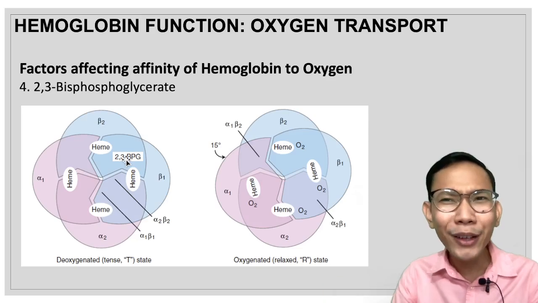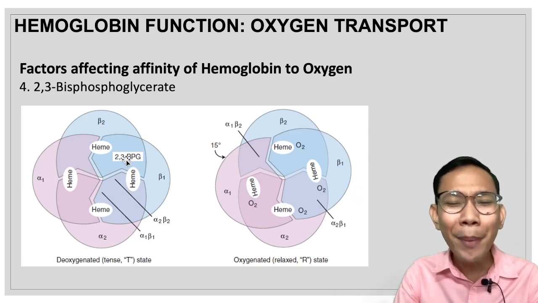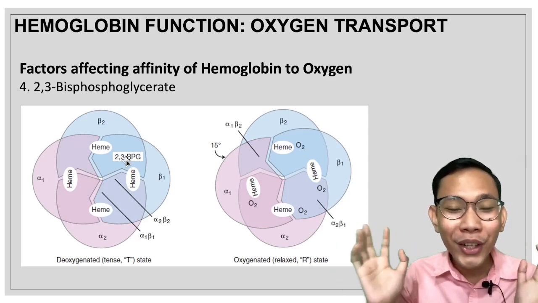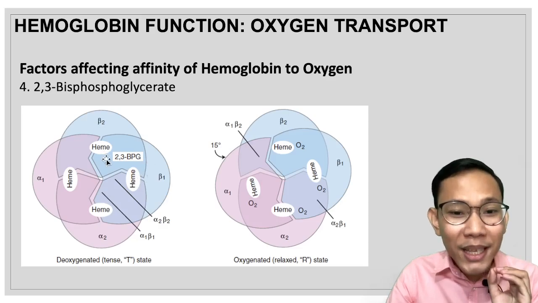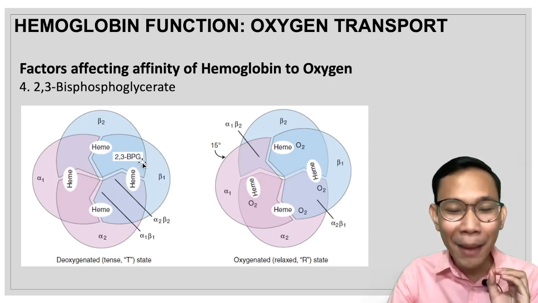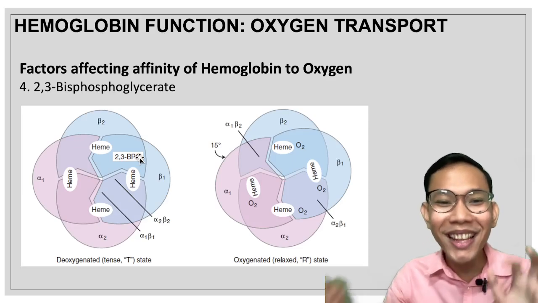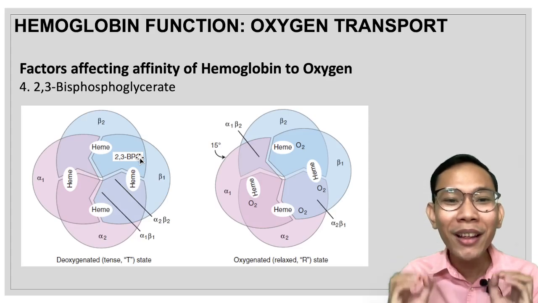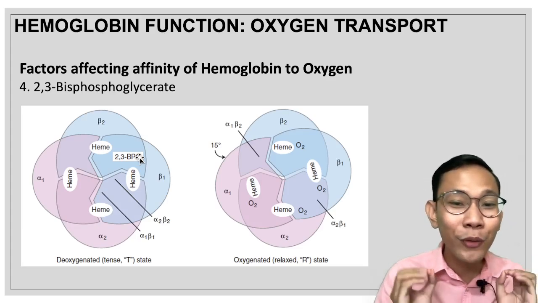Doc, napaka-complicated naman niyan, napaka-technical ng mga definition mo. Sige, ganito na lang. As a very simple definition, in the presence of 2,3-BPG, what will happen? Oxygen will be released. That's the simple description, the reason why there will be release of your oxygen.